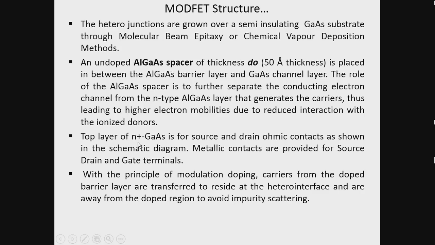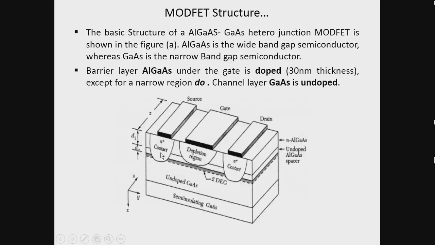The top layer of heavily doped N gallium arsenide is for the source and drain ohmic contacts as shown in the schematic diagram. That is here. This is the ohmic contact for the source, and this heavily doped N-type material is giving connections with the drain, and these are given connection with metallic contacts. The gate is also having metallic connections given here. That is for the connections to the external circuits.